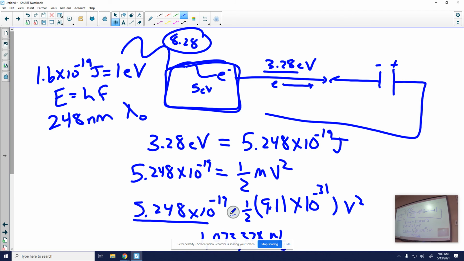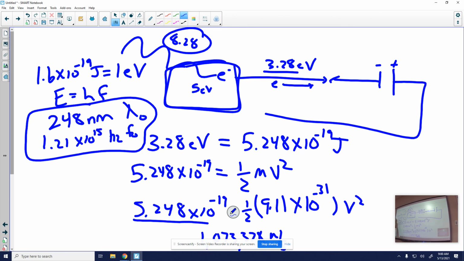Okay, what's the threshold frequency? Let's take the speed of light, 3 times 10 to the 8th, and divide by 248 nanometers. Now remember, nanometers is times 10 to the negative 9. So when I do that, I get 1.21, let's say, times 10 to the 15 hertz. That's the threshold frequency. So we're talking about the same photon here. It's either 248 nanometers if you're talking about its wavelength, or 1.2 times 10 to the 15th hertz if you're talking about its frequency. And what is the work function?